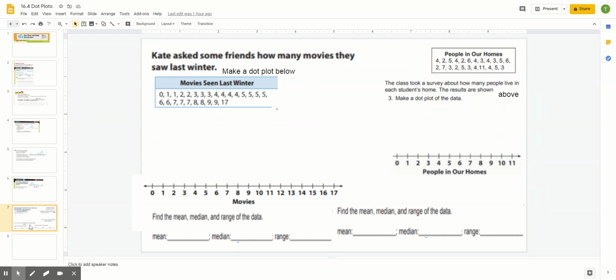So this is what you're doing today, all right? Same idea. You're going to make a dot plot here about movies seen last winter, and then you're going to calculate mean, median, and range. Here we have a survey about how many people live in each student's home, all right? So you're going to make a dot plot there, and find mean, median, and range. All right, so any questions, let me know. Pretty straightforward again. Use those dots, all right? Please take your time when making your graphs. Some of your box plots yesterday were quite messy, all right? So today, dots are the name of the game, so it should be a distinct dot that you're making. Remember your levels as you're counting up. All right.